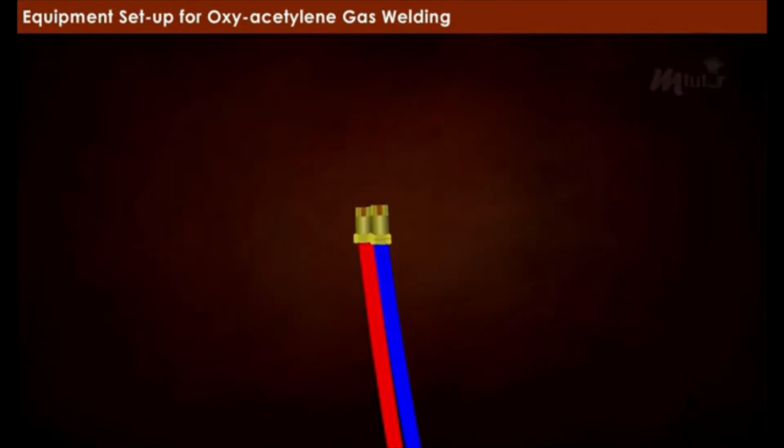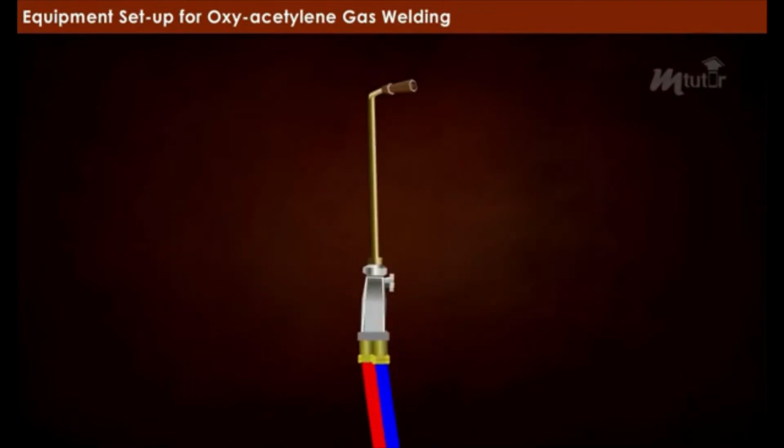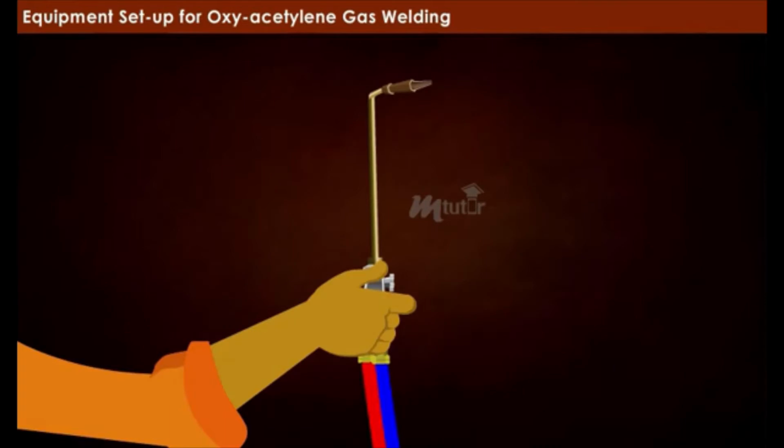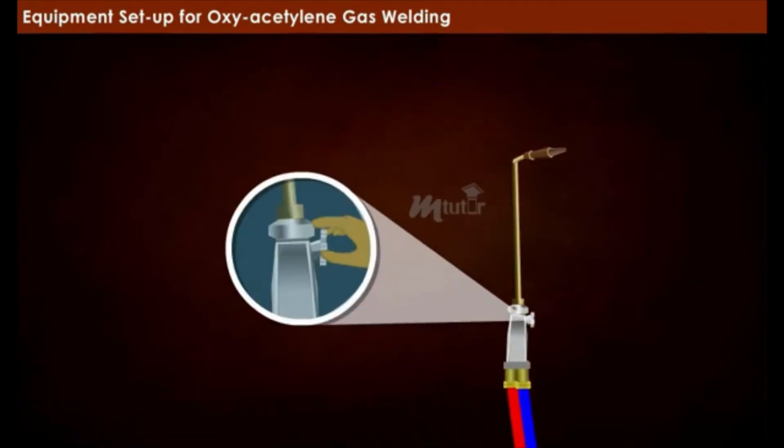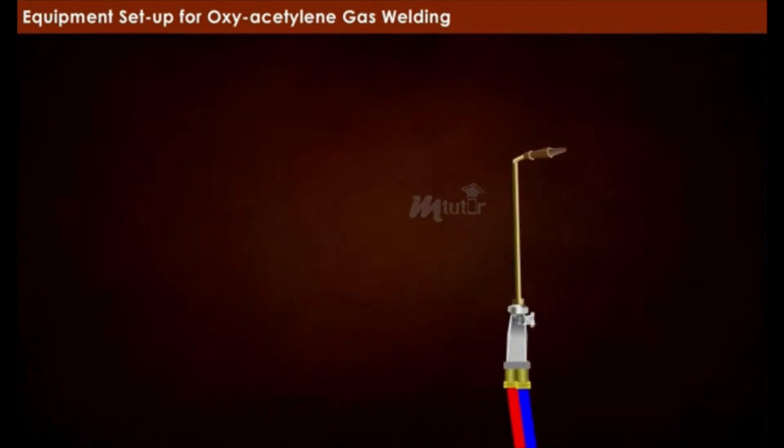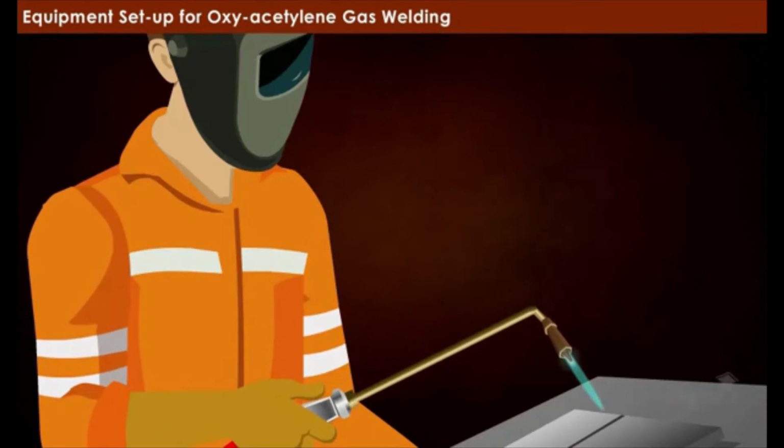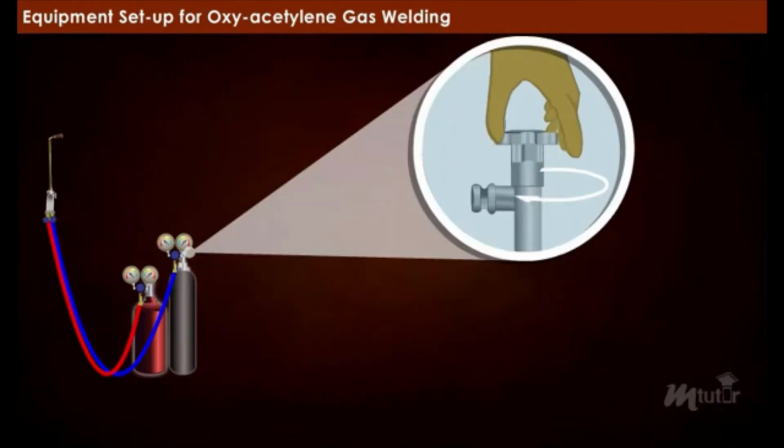Connect the check valves at the bottom of the torch. Finally, install the torch to the end of the oxygen hose and acetylene hose. Select the suitable tip for the task and screw it at the end of the torch. Hold the torch handle in your hand and adjust the oxygen and acetylene taps. Position the tip away from your face. Now, you are ready to use the torch.